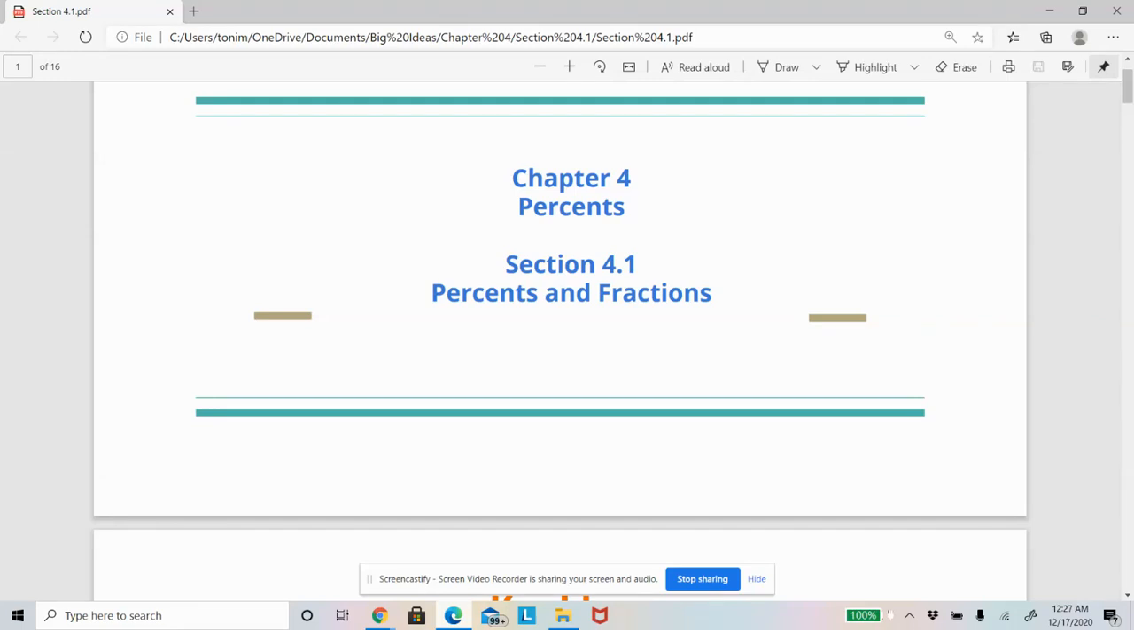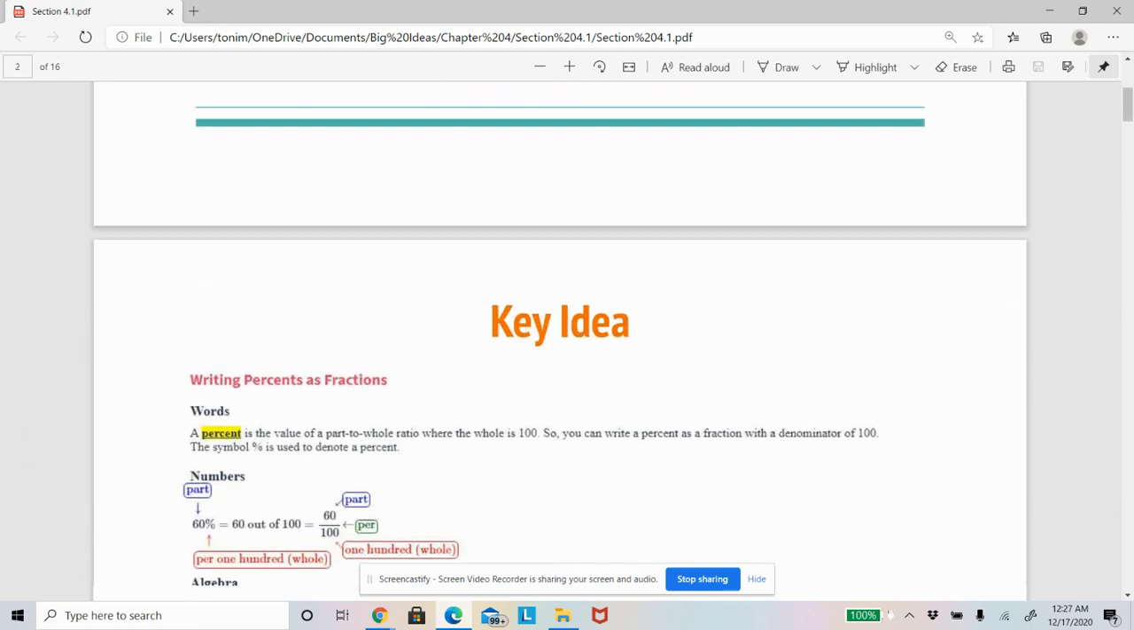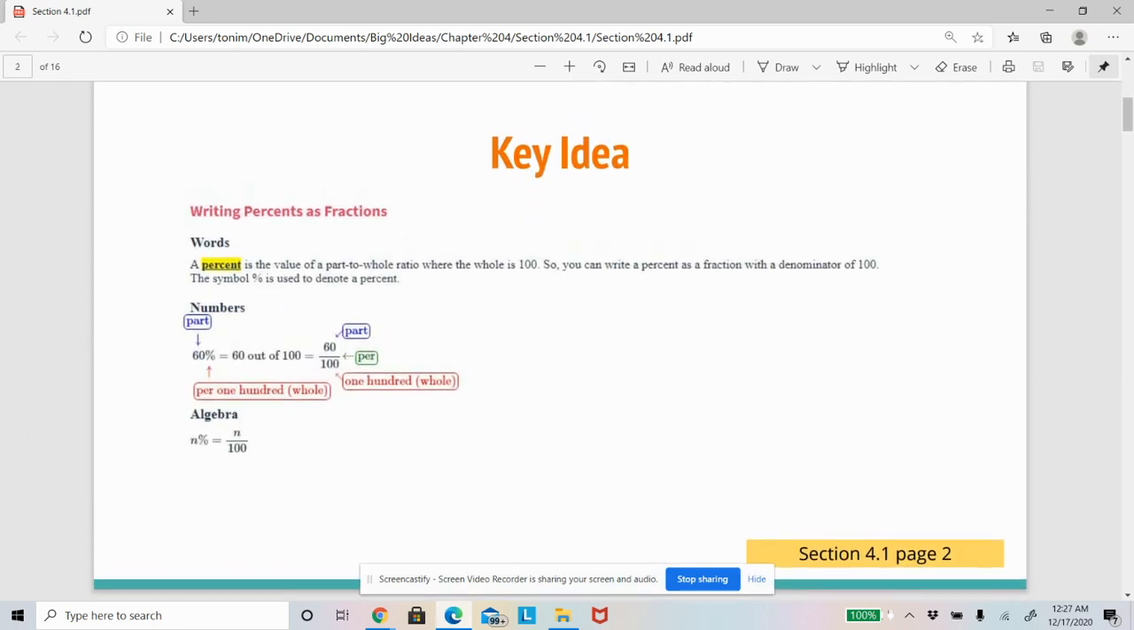Hi everyone, we are starting chapter 4. We're going to be working with section 4.1 and example 1. So just a few things here about our key ideas. We're going to be writing percents as fractions.